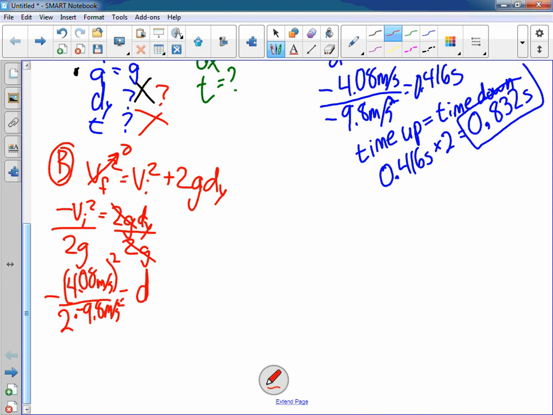It's going to be around 16 over 20, which is about 0.8, so you should get something right around there, yes?